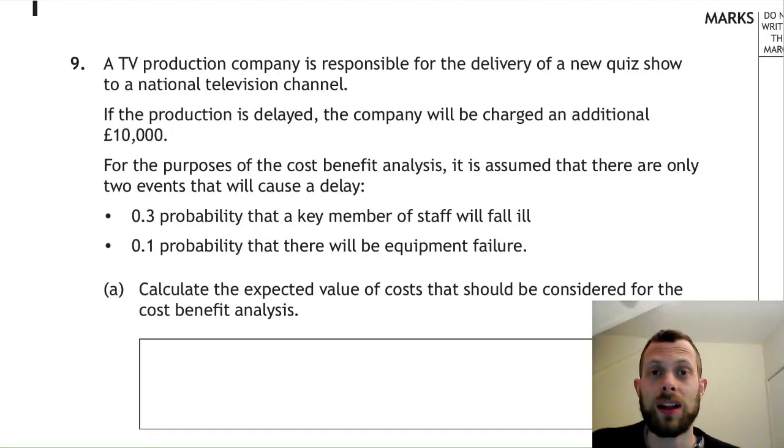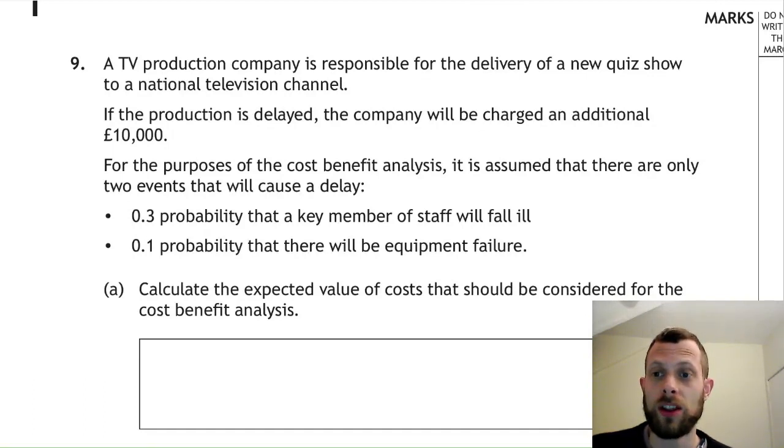Probability and expected value will be an important topic for the 2024 exam, as this was taken out in the previous 2 years. So they'll be sure to want to put something on this in 2024. Part A says calculate the expected value of costs. The cost is £10,000 and expected value means the value multiplied by the probability of this event happening.